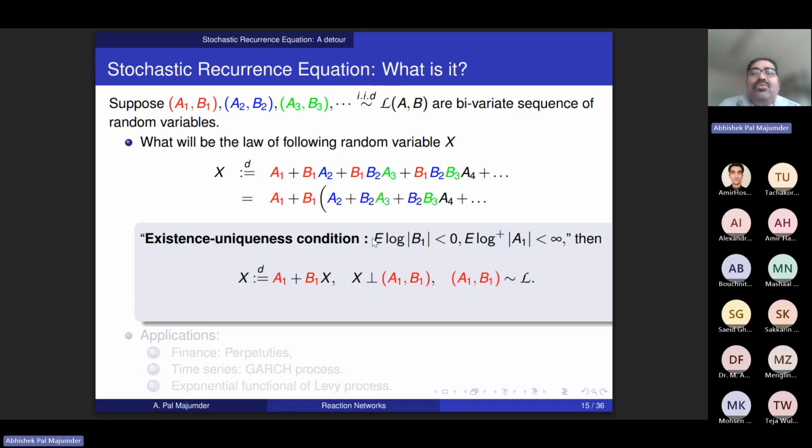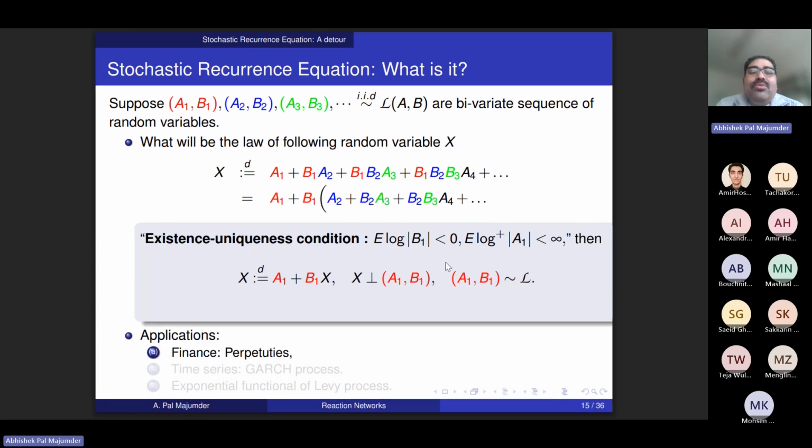And these are the two conditions in one dimension that prescribe the existence and uniqueness of a random variable x that satisfies this recursion equation. So x is defined by this solution of the stochastic recurrence equation if it satisfies this. And in one dimension, the existence and uniqueness condition, loosely speaking, are this thing.